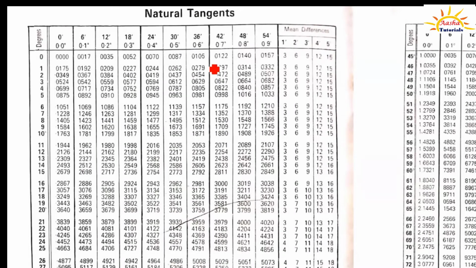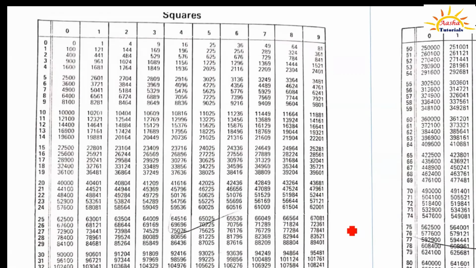Then moving ahead, similar to sine and cos, there are natural tangents. The table is again the same, degrees are given from 0 to 89, and then we have the mean difference from 1 minute to 5 minutes.